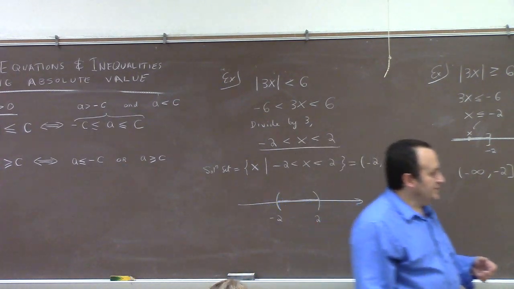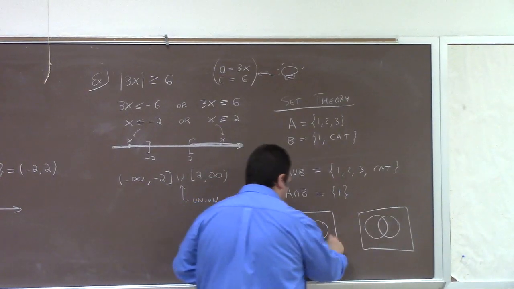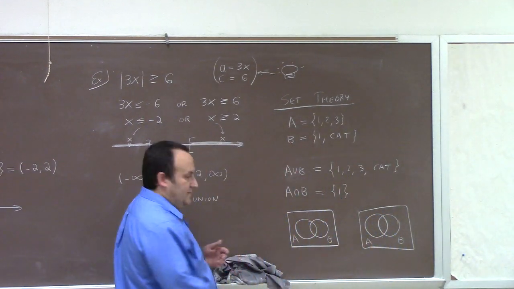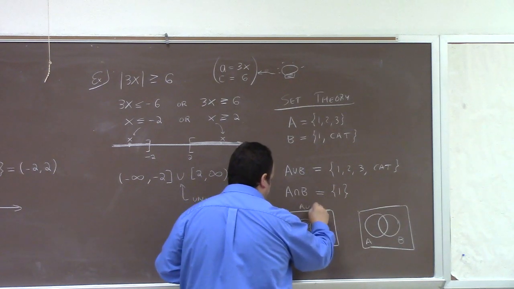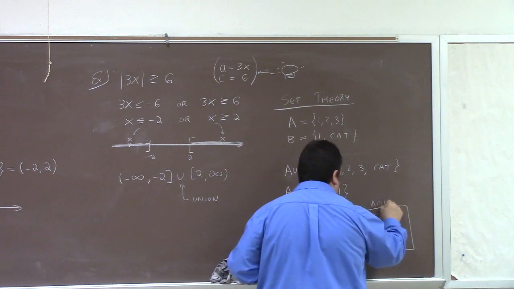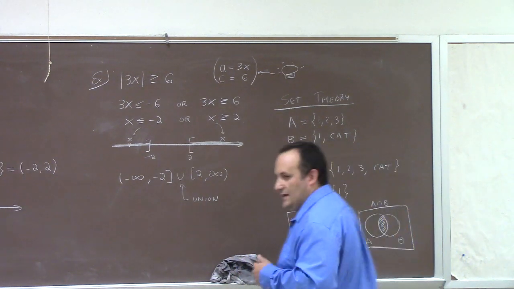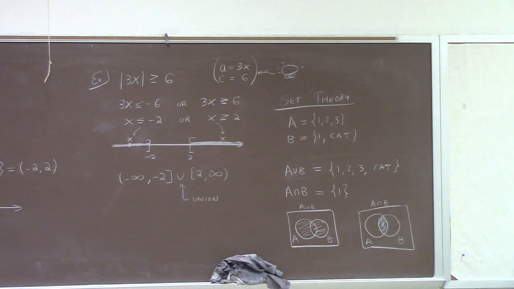We can also draw pictures. These are called Venn diagrams. So if this is A and this is B, the union just looks like everything in both. The intersection is just the part that's common to both the set A and the set B. So you can picture them like that if you like.